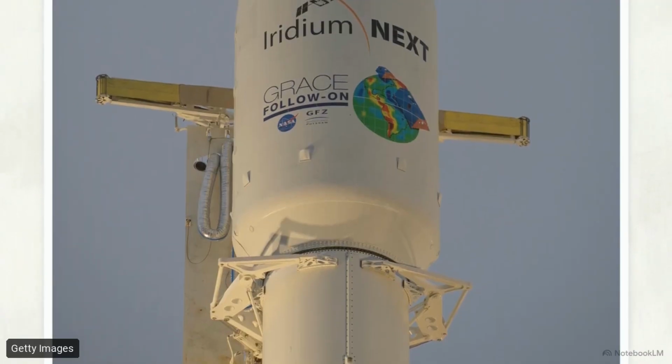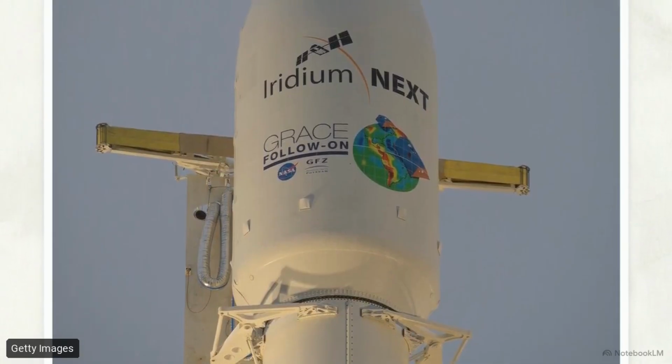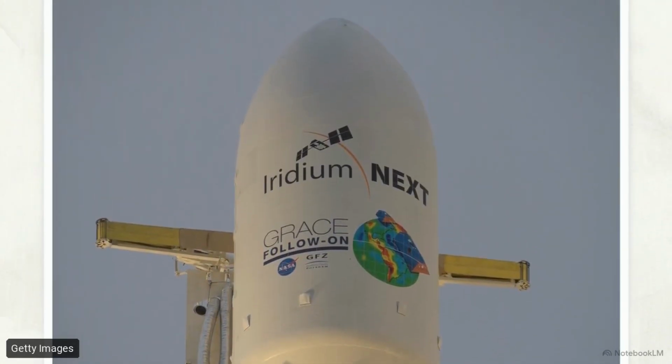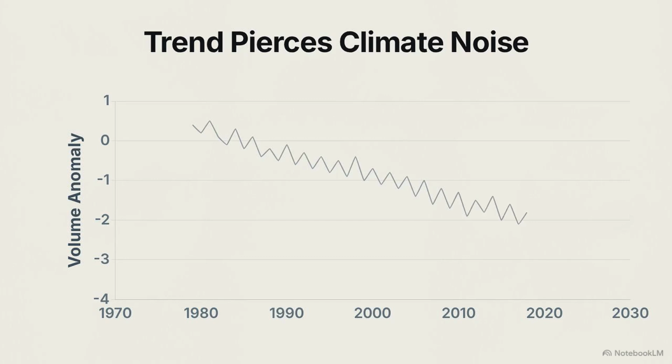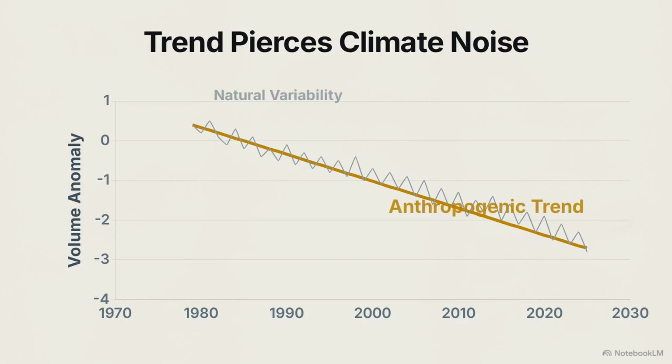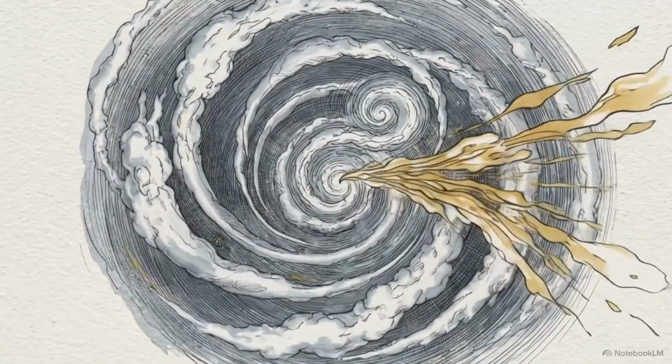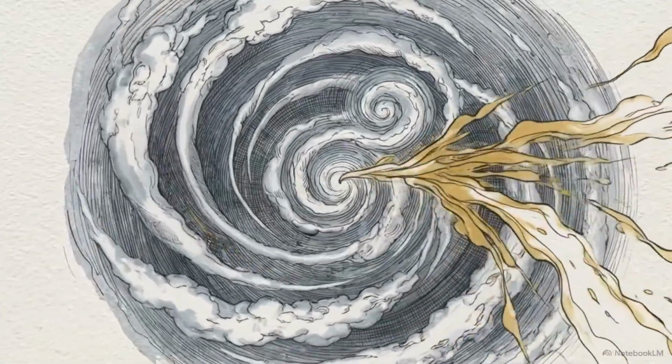Obtaining these measurements is a complex technical task compared to the relative ease of taking satellite photographs of the surface. Integrating these dimensions allows scientists to distinguish the long-term anthropogenic signal from the noise of natural variability. The primary catalyst for ice loss is Arctic amplification, a process where the high latitudes warm at a much higher rate than the rest of the planet.